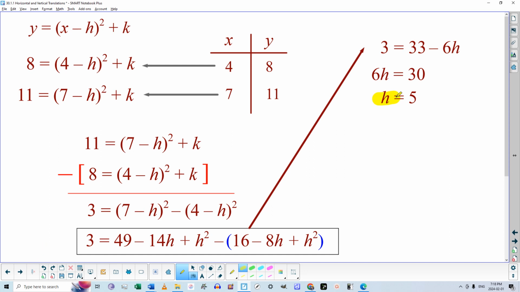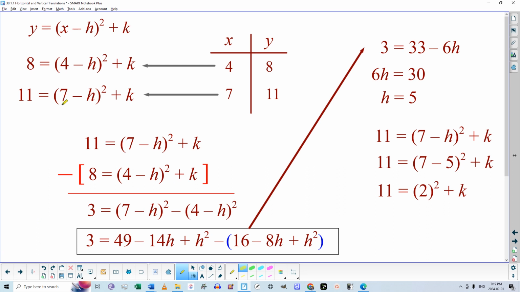Well, the answer is we take this h equals 5 and we put it into any of these equations that relate h and k. I think I'm choosing to put it into the second equation, the 11 equals 7 minus h quantity squared plus k. So all I'm doing is I'm putting this 5 in for h, because that's what h is equal to, and I'm left with 11 equals 7 minus 5 quantity squared plus k. 7 minus 5 is 2. So now I have 11 equals 2 squared plus k. 2 squared is 4, so I have 11 equals 4 plus k.